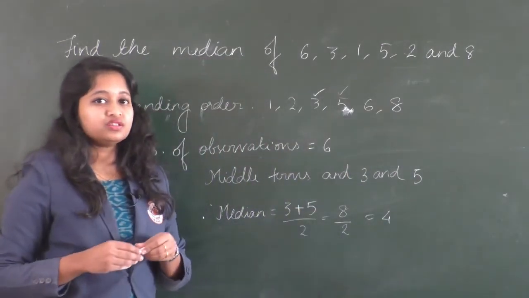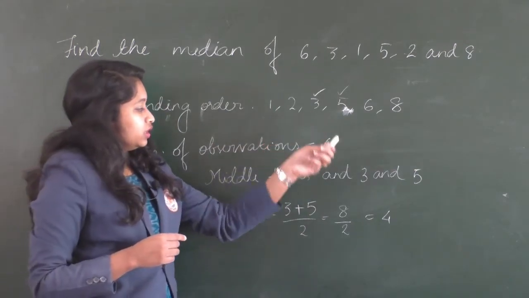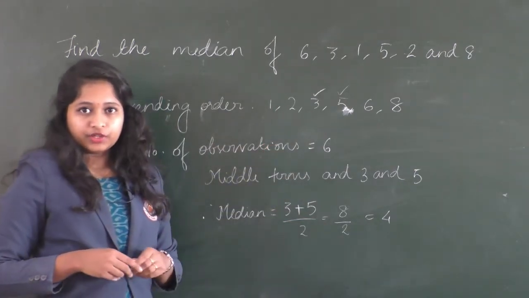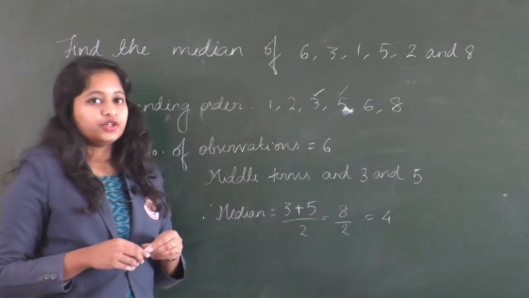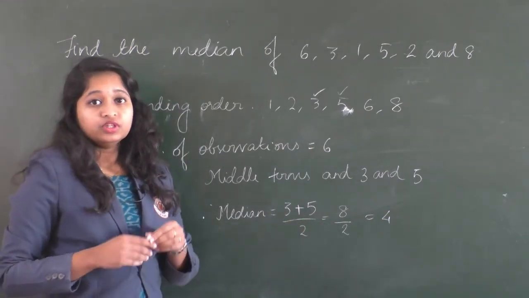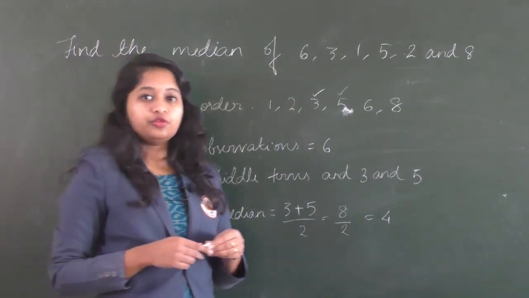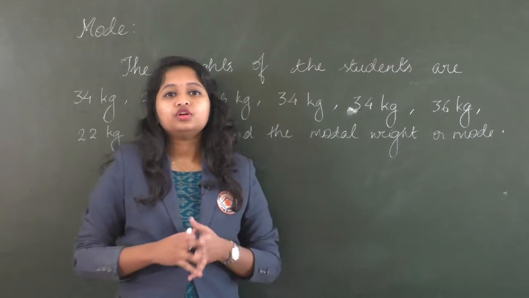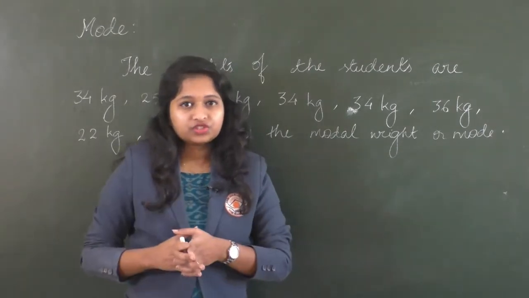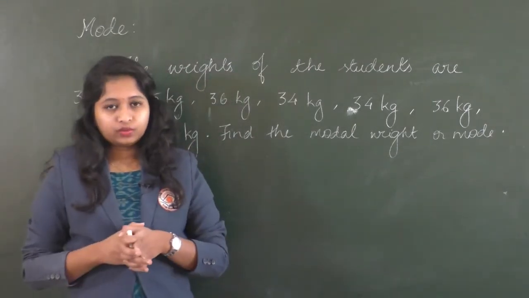So, the median is 3 plus 5 divided by 2. 3 plus 5 is 8. So, 8 divided by 2 is 4. Therefore, the median is equal to 4. Next, let us learn about mode. A mode of a data is the observation that occurs frequently.